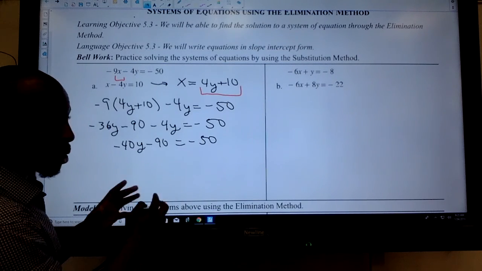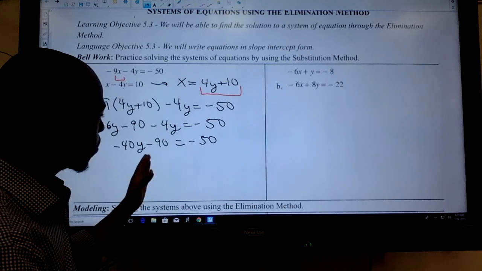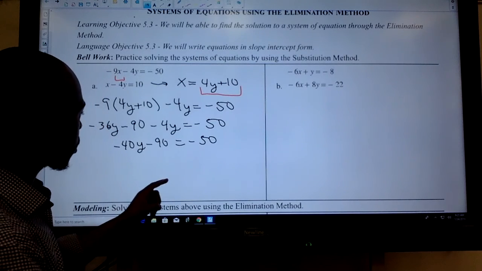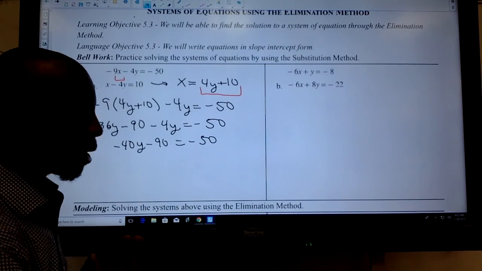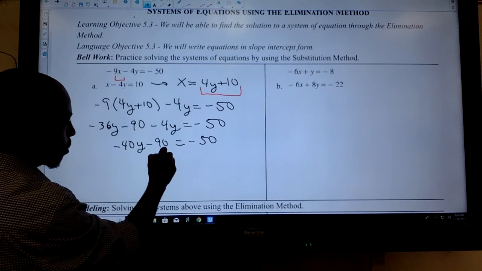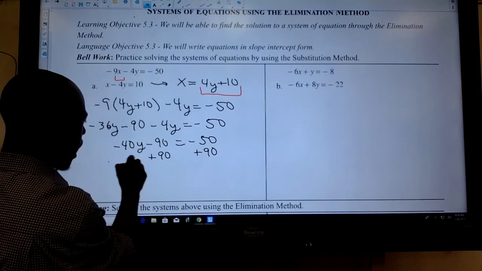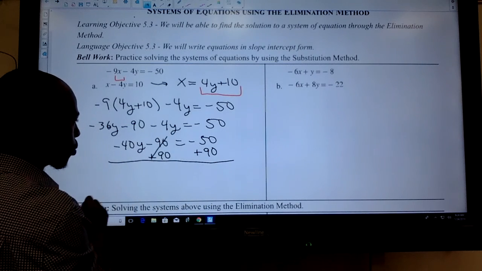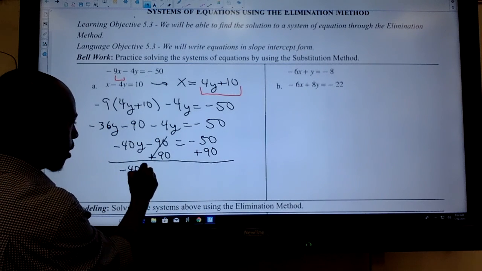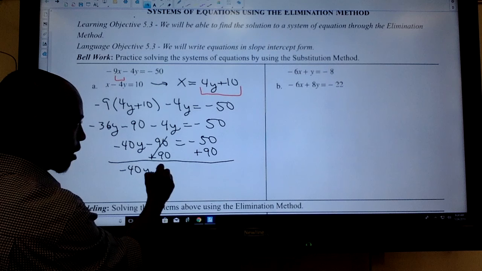Combine like terms, right? I'm going to add 90 to both sides now. When I add 90 to both sides, I should be able to solve for y by itself. When I add 90 to both sides, the 90 cancels out. I get negative 40y is equal to 40.